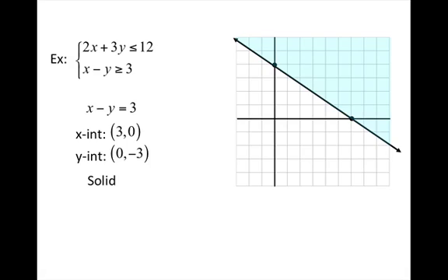For the next line, I'm going to plot the points 3, 0 and 0, negative 3. This is also a solid boundary line, so draw a solid line through those 2 points.